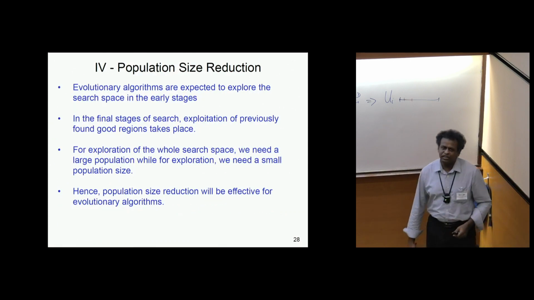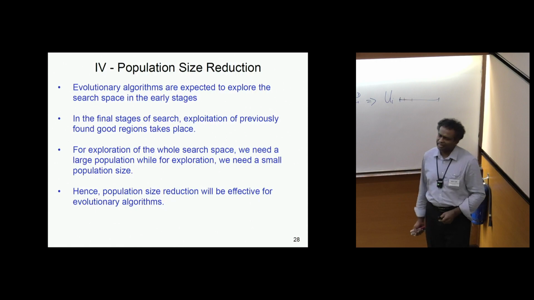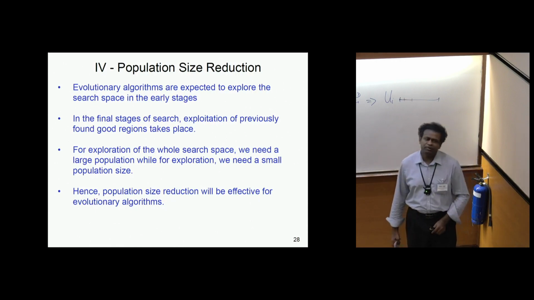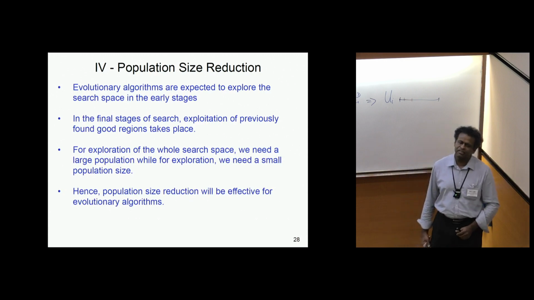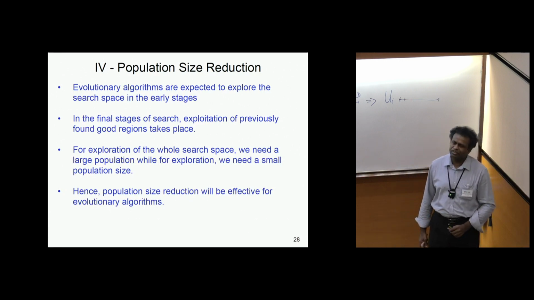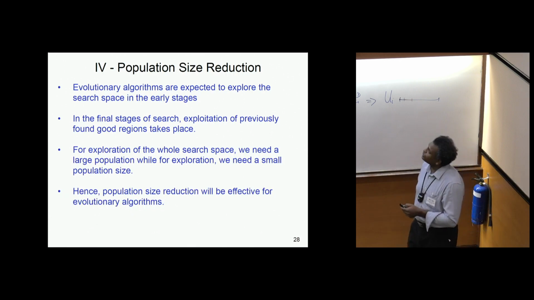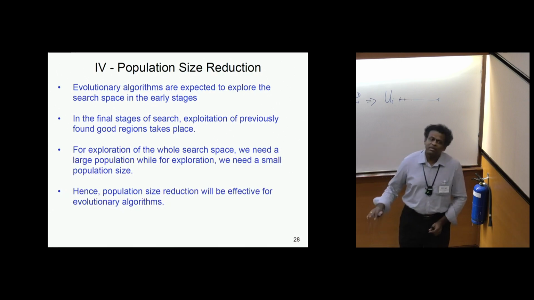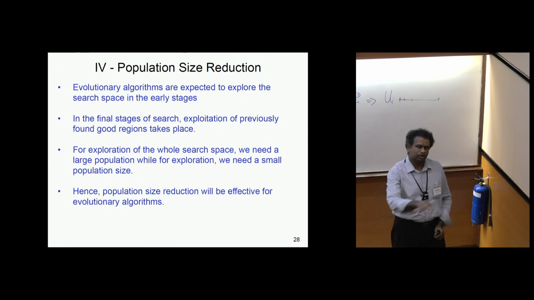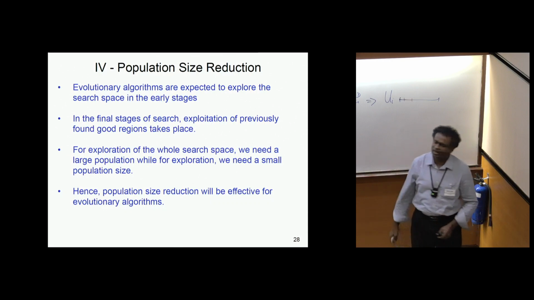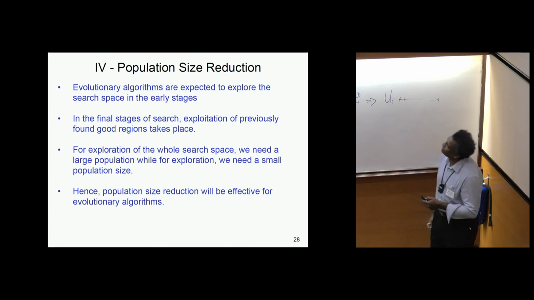Another research direction that is promising is population size reduction. You cannot adapt the population size, but researchers recently showed that population size reduction is effective for single objective numerical optimization. That means you start with a very large population, and as the generations go on, you reduce the population size. So the population size becomes smaller, and you can justify it as well.